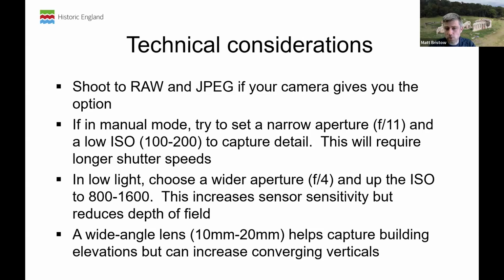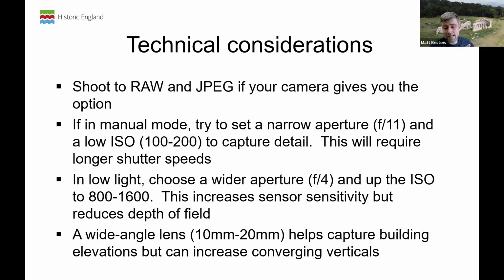In low light, or those evening shots that I showed you, you want a wider aperture and you want to up the ISO rating. This will increase the sensitivity of the sensor of the camera, but it reduces the depth of field. So you won't be able to get those nice shots as easily where things in the foreground are in focus, things in the background in soft focus.